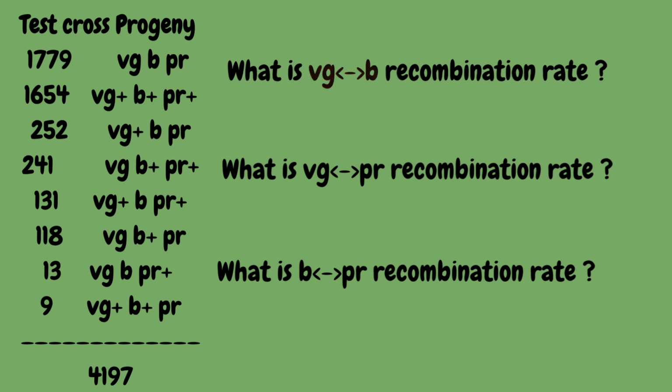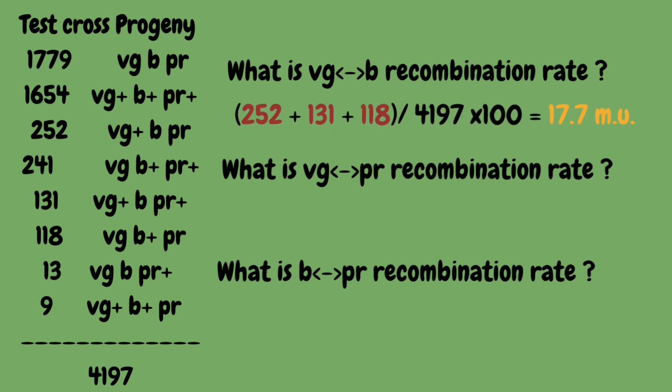To solve for the recombination rate, we add the non-corresponding values and divide it by the total values and multiply by 100 to give us a percentage. So we'll take 252 plus 131 plus 118 divided by 4,197 times 100 to give us 17.7 map units. And we'll do the same for the following problems.